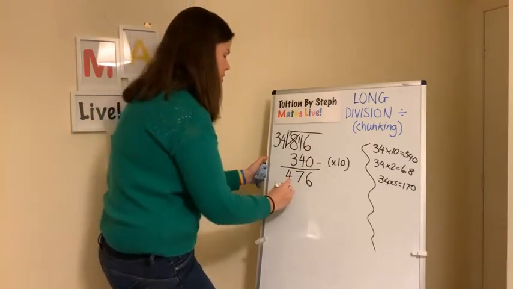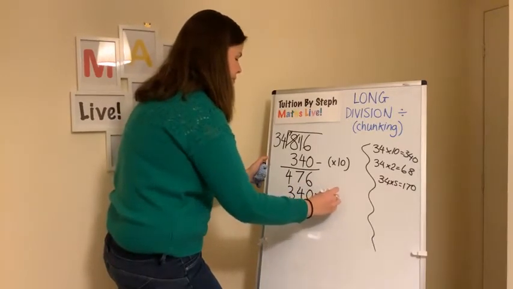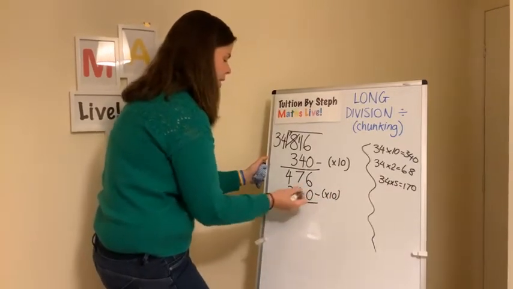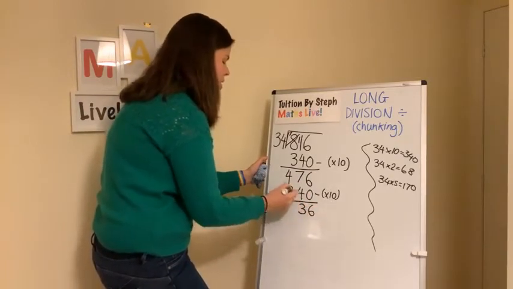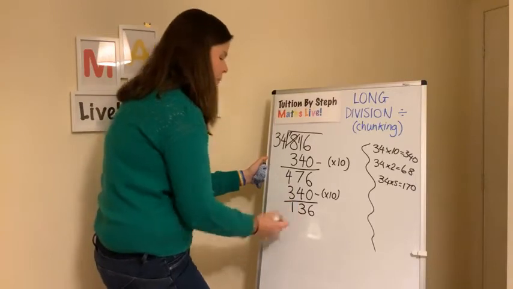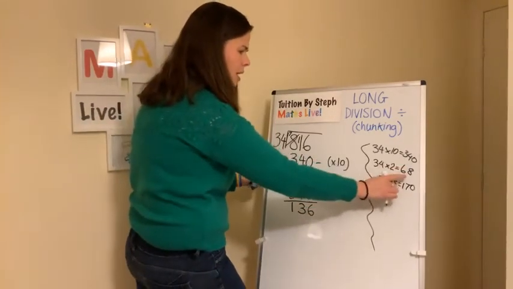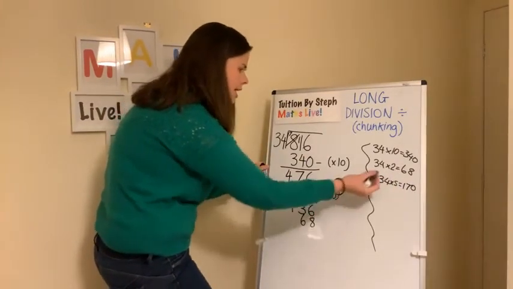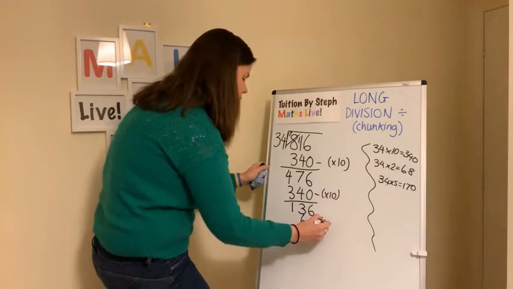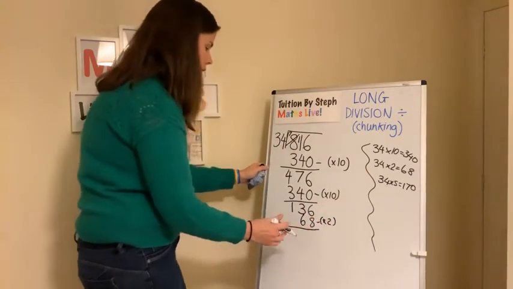Oh look, I can take away another lot of 340. Okay. 6. 7 take away 4 is 3. 4 take away 3 is 1. 136. Oh, I can't take away. It's going to have to be 68. So that is 2 lots of 34. Could get quite long, this, okay?